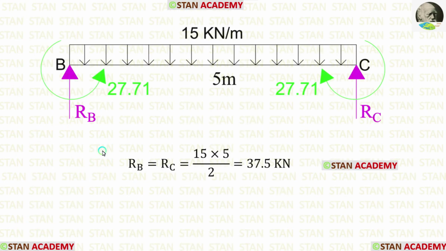Now let us take the beam BC and find out the reactions. Here there is no need to take moment because this moment and this moment are acting in opposite directions. They will get eliminated. So no need to consider these two moments. This is UDL. When we multiply the UDL with the distance, we will get the total load. When we divide the total load by 2, we will get RB and RC.